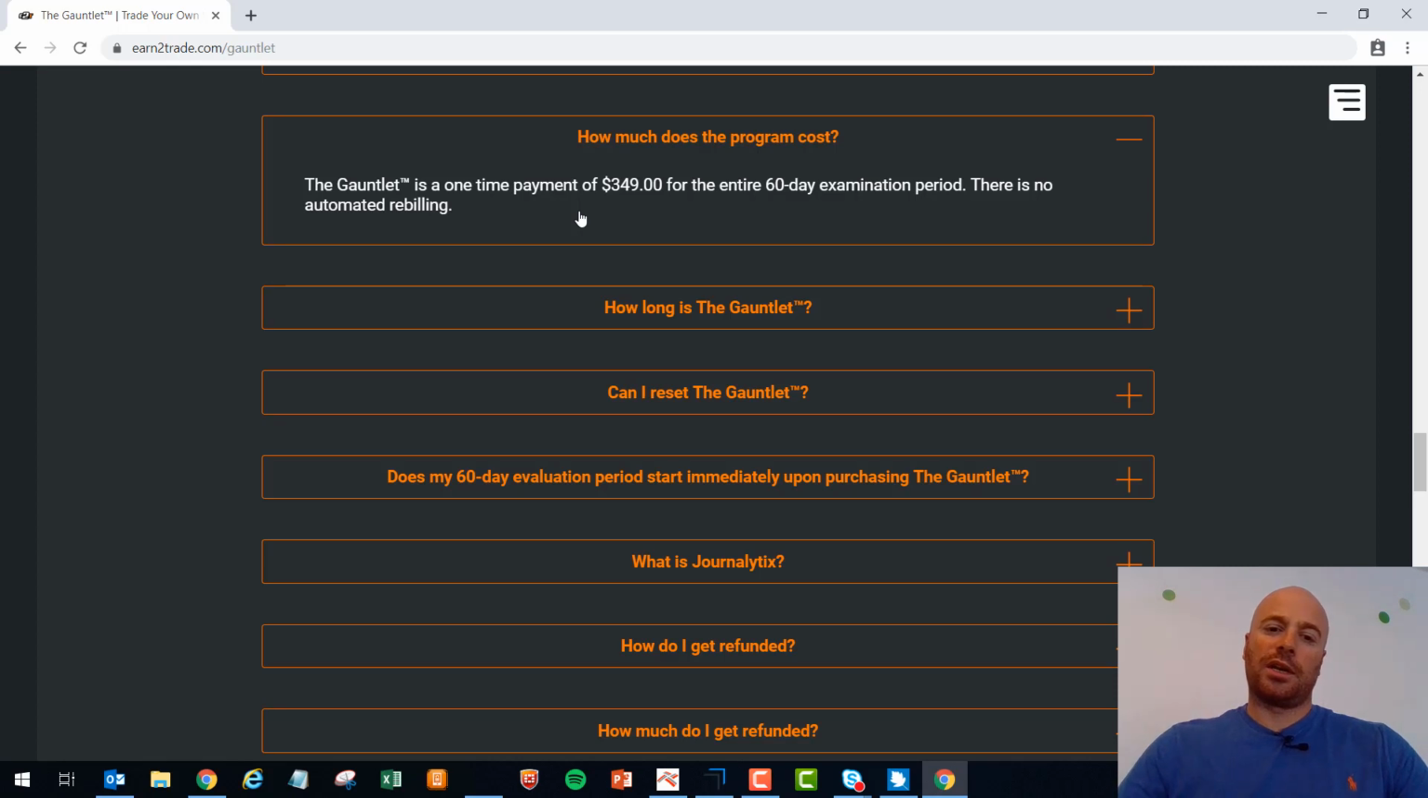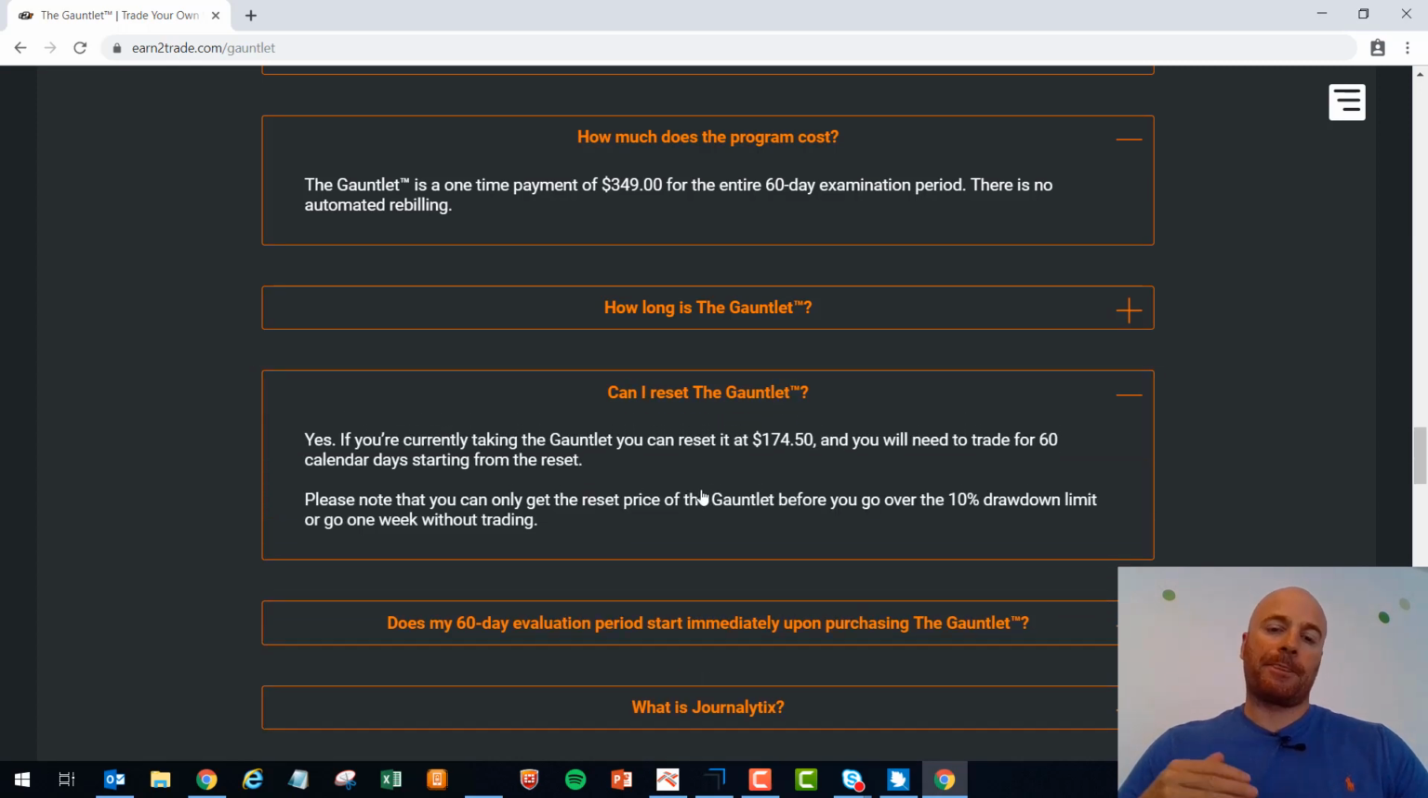And the reset cost was $199, I believe we saw before. So that's not too bad. Again, depending on your trading style, how quickly you want to get funded, you have to kind of weigh up the pros and cons of that.